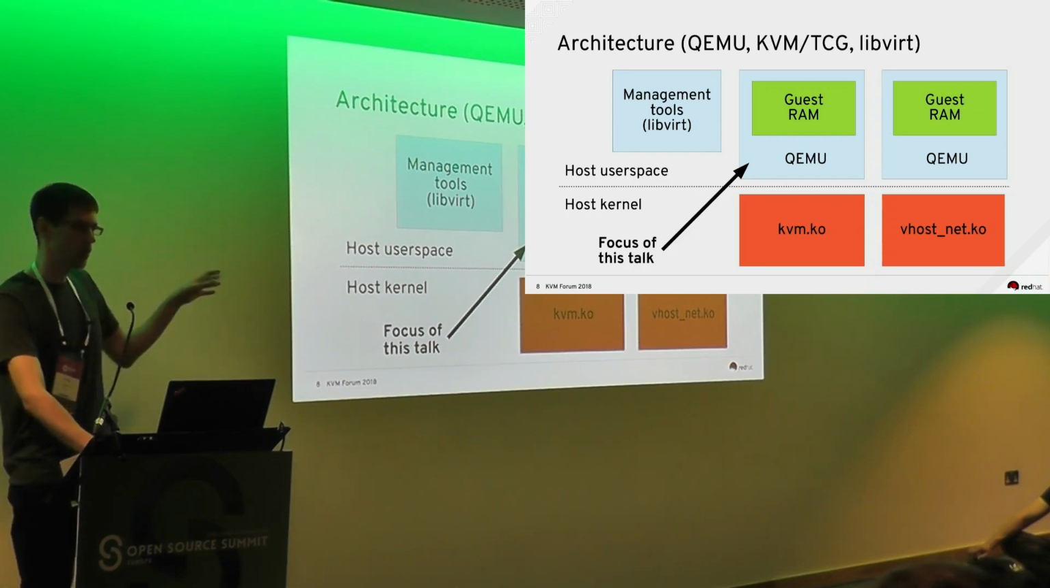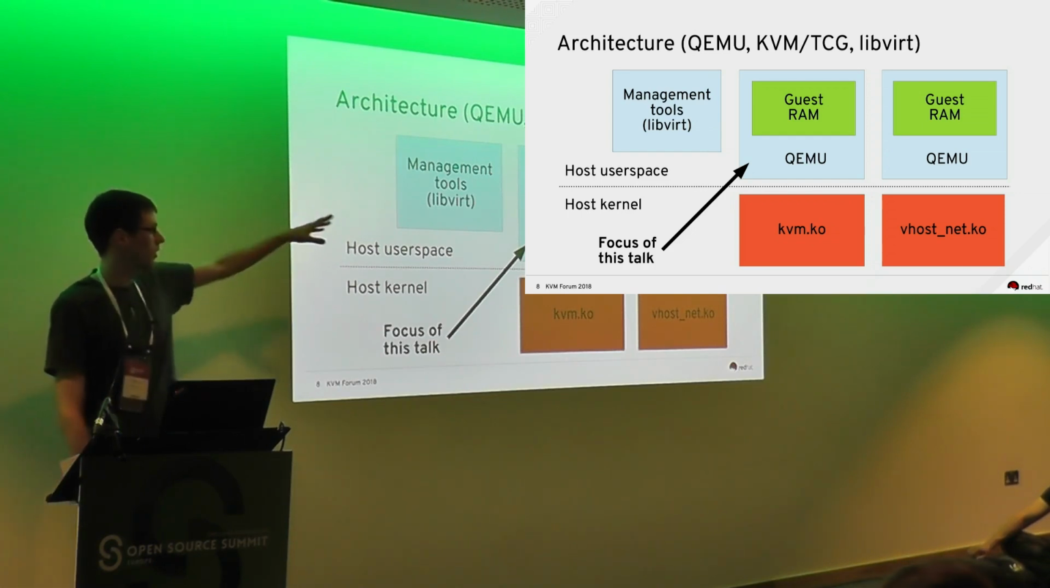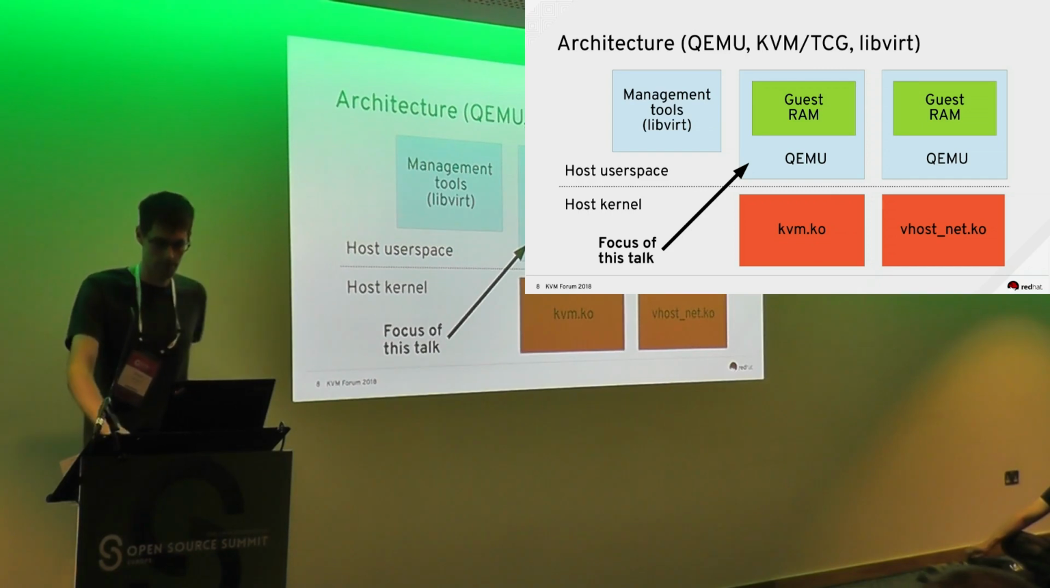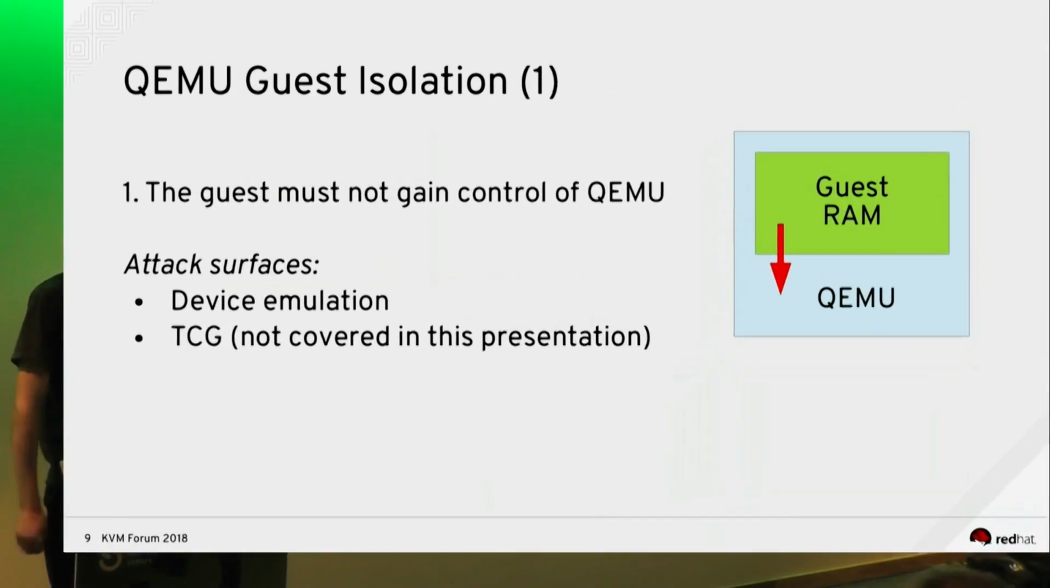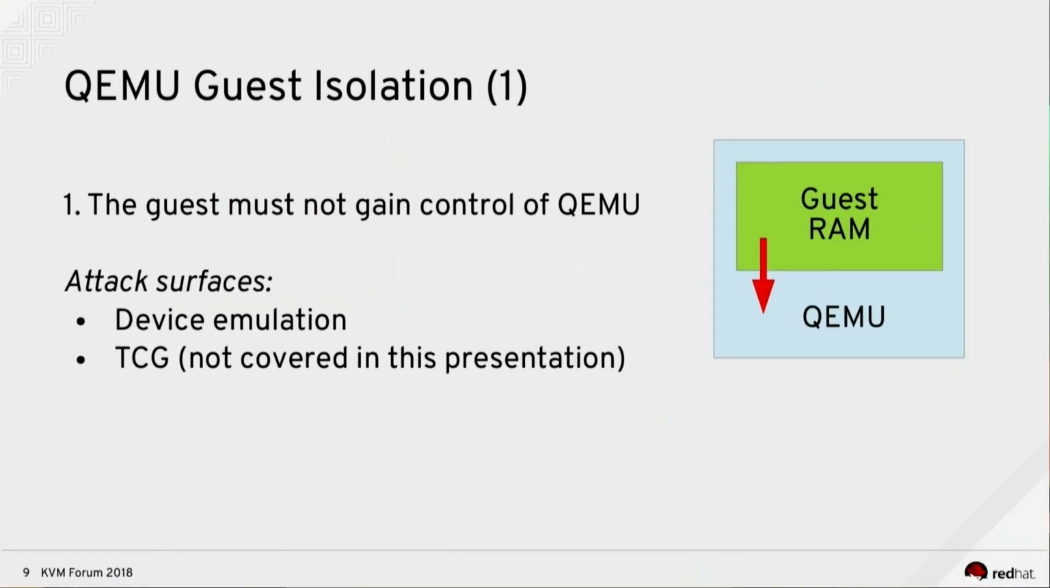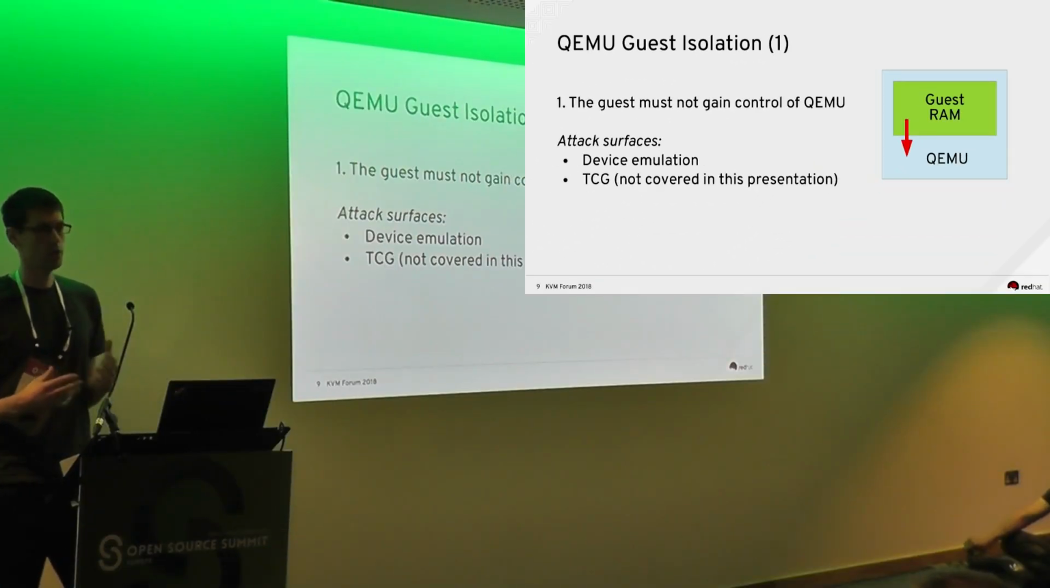Okay, so those are the components that we have, and I'm going to be focusing on QEMU today. In the title of this talk, I mentioned isolation. This is the key thing: how do we isolate the guest? And I'm going to go into a few of the aspects of isolation now.